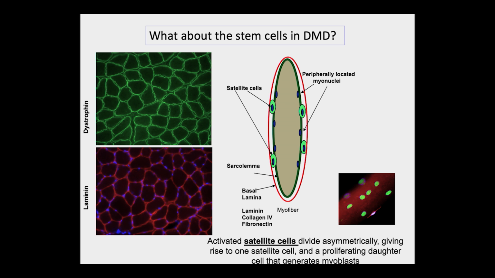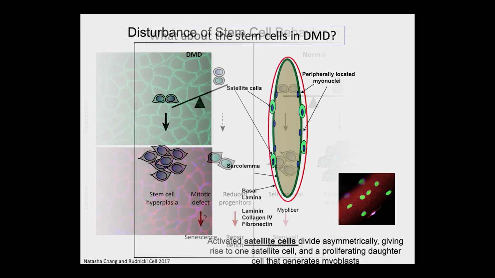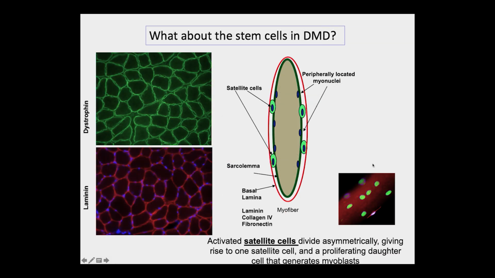So as you all know, there's a beautiful muscle stem cell. I would say one of the best characterized adult stem cells is the satellite cell, and it sits in a location outside of the basal lamina here. It has a very distinct niche and location, and upon injury, these cells activate to give rise to a satellite cell that maintains in the niche, as well as a proliferating daughter cell that generates the myoblast, which is going to eventually fuse to make the multinucleated muscle.